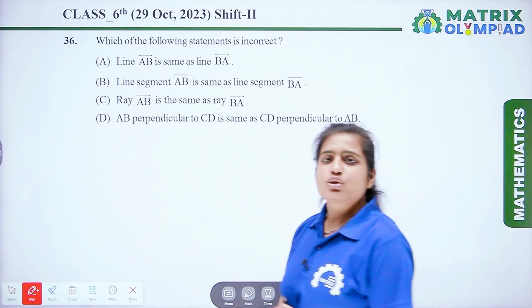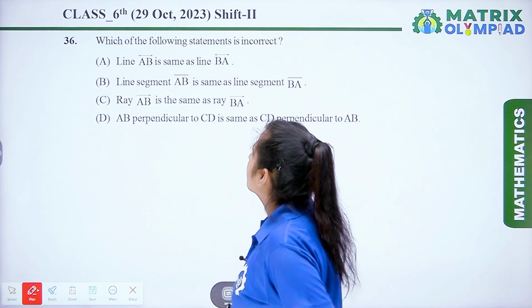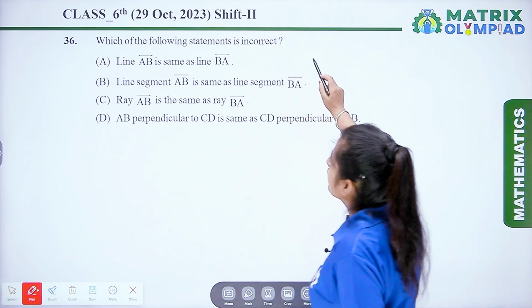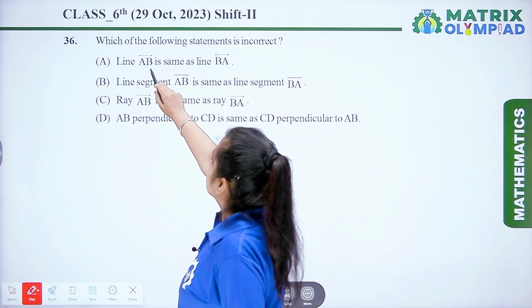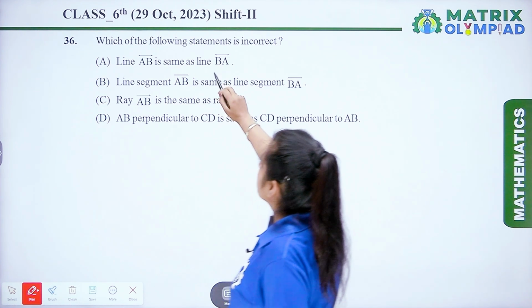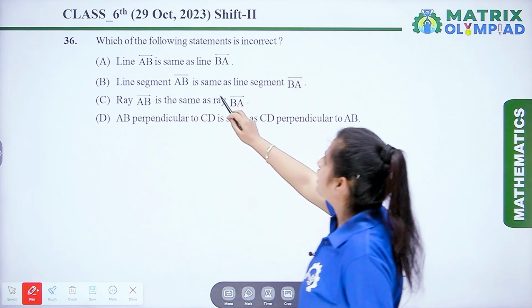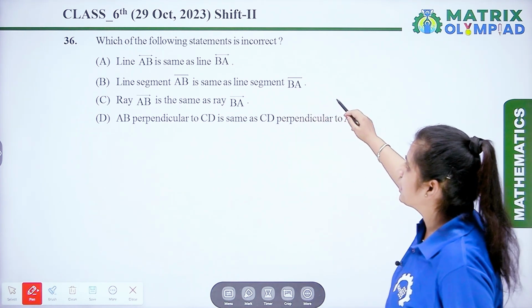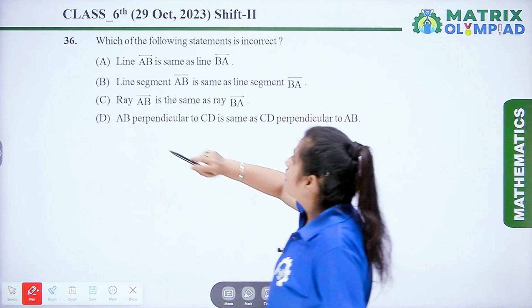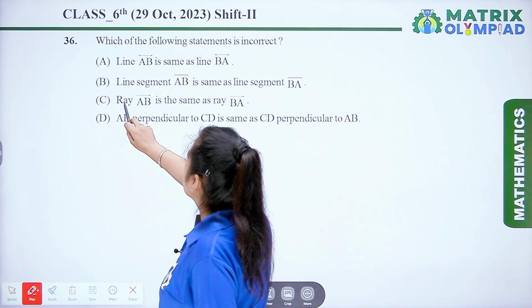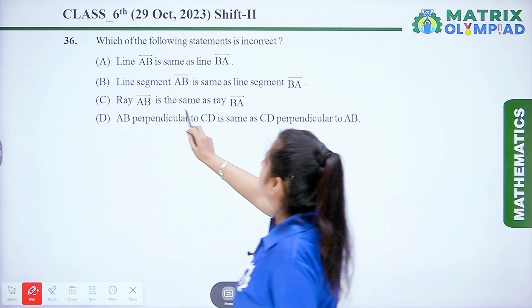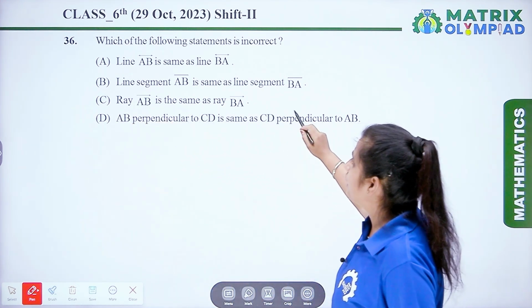Here the next question is question number 36. Which of the following statements is incorrect? Line AB is the same as line BA. Yes, this is correct. Line segment AB is the same as line segment BA. Yes, we can say that. Next is ray AB is the same as ray BA.